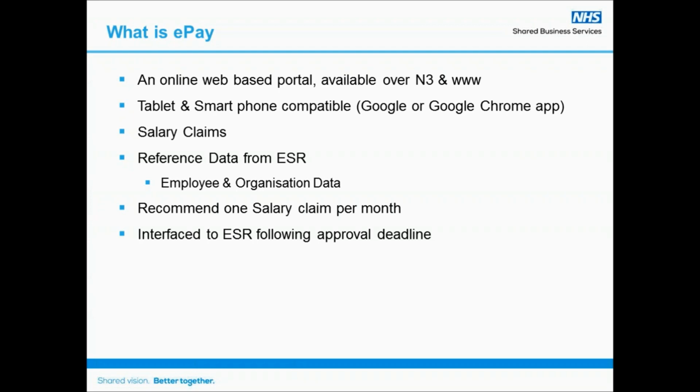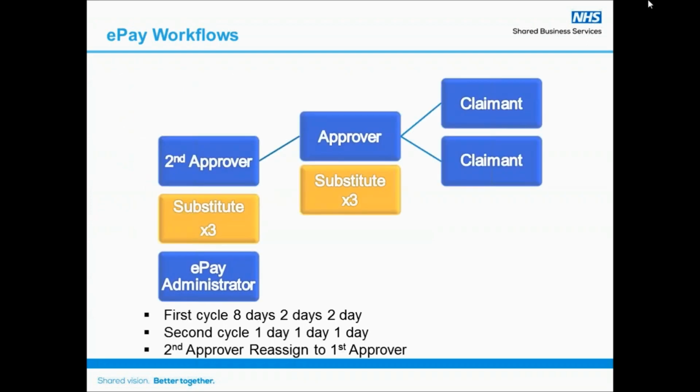We recommend you do one salary claim per month wherever possible, and there will be an approval deadline on your ePay homepage, as you'll see in the demonstration I'm going to give you. When that's passed, if the claim's approved, we'll run an extract process that will then load the claims into ESR to be paid to you in the normal way after the approval deadline.